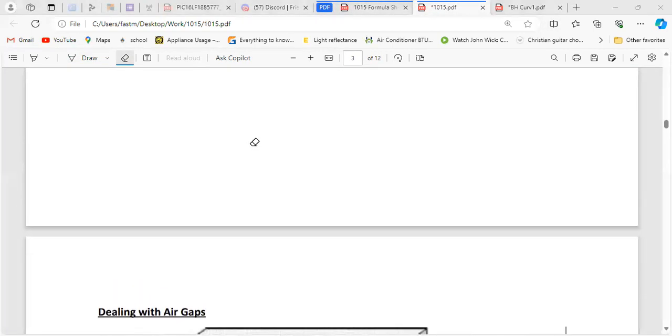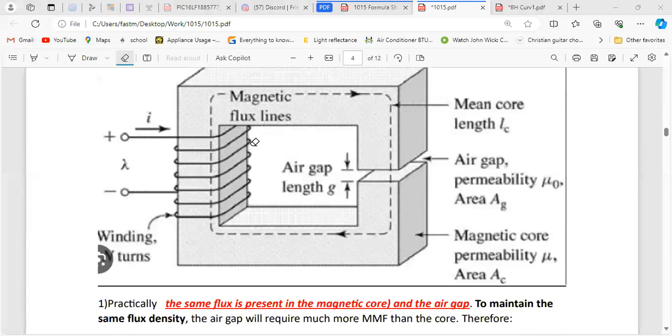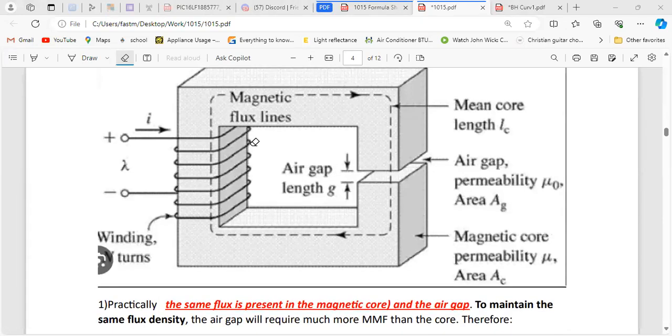So air gaps. We briefly spoke about it, right? What an air gap is, it looks like this. You have a material, as you can see, the outline, the main part, which looks a bit weird, but this piece here is the air gap. See, there's literally a gap of air.